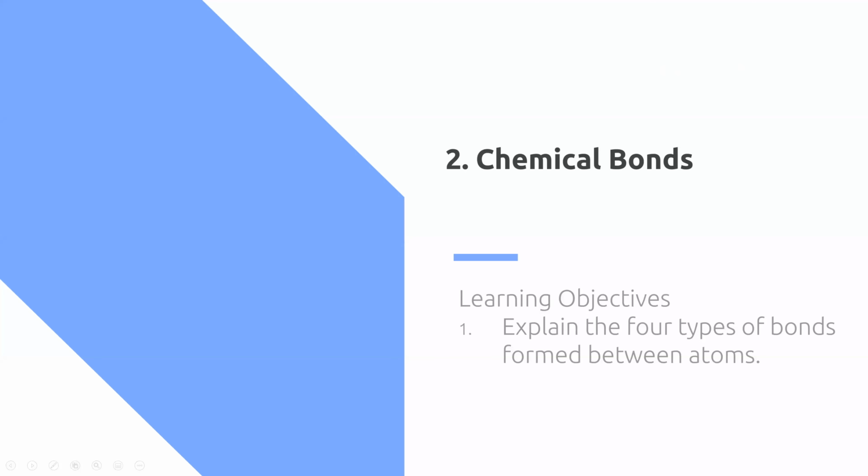This is a lecture on chemical bonds. It is part of Module 2, which includes chemical bonds, atomic structure, and biological molecules. So for this section of the PowerPoint, I want you to be able to explain the four types of bonds formed between atoms.